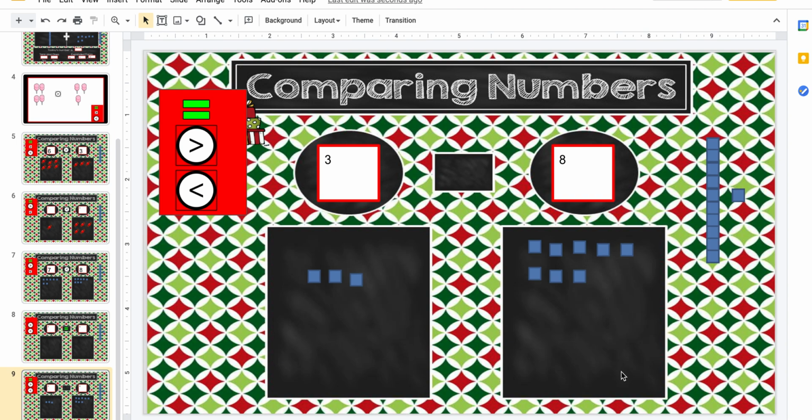It's greater. So which mouth are we going to use? The one that opens up to the 3 or the one that opens up to the 8? The one that opens up to the 8, correct? Because we want the big group, not the small group.